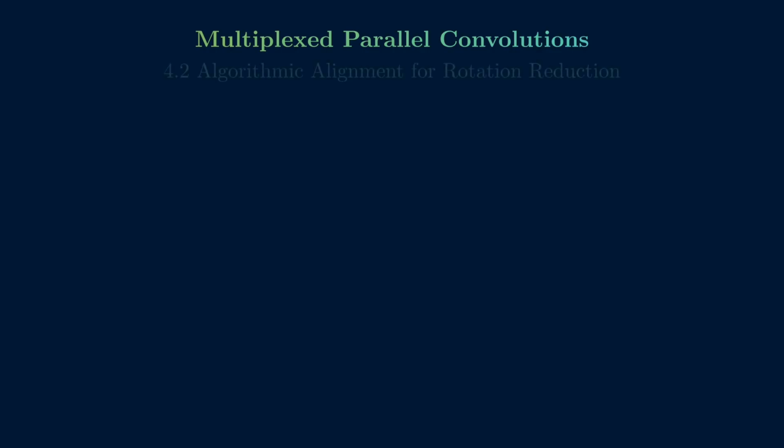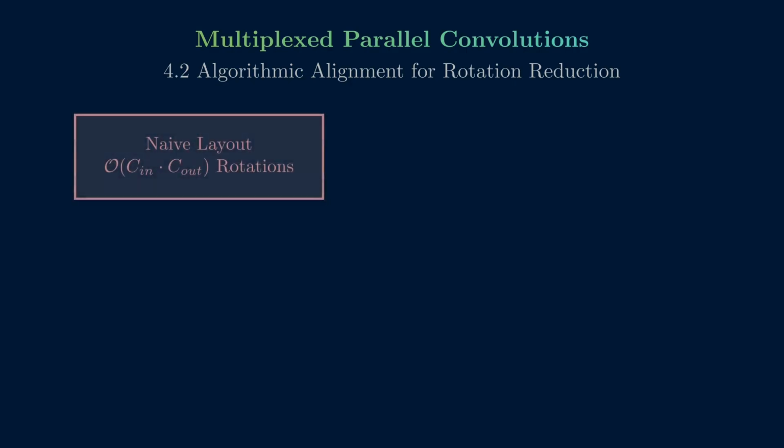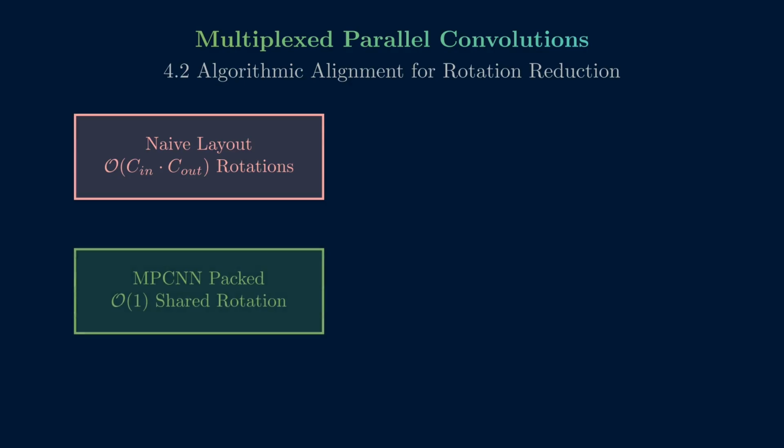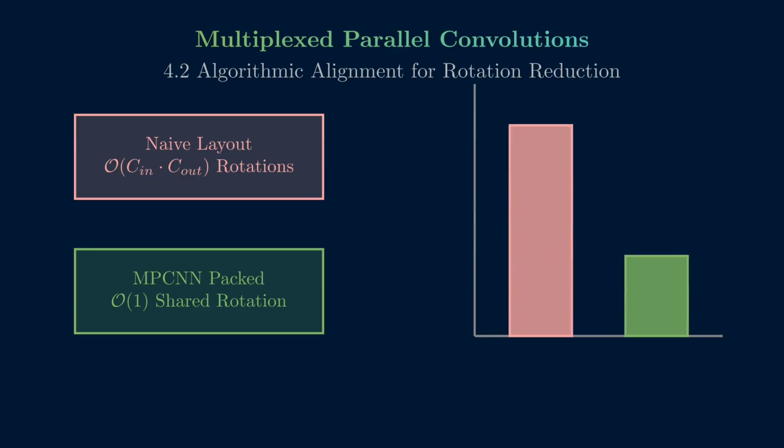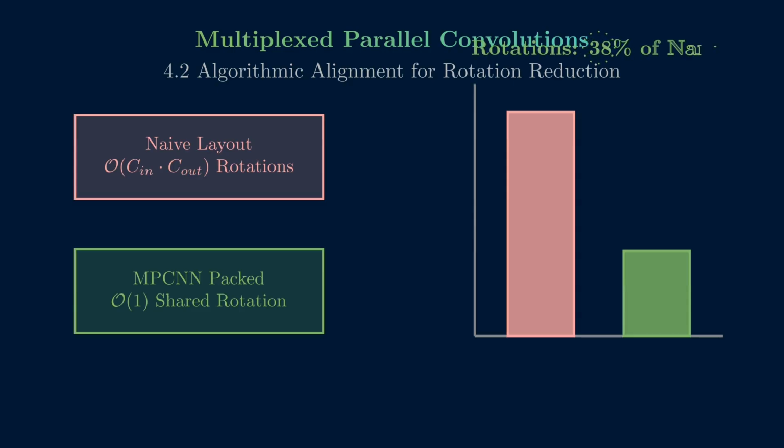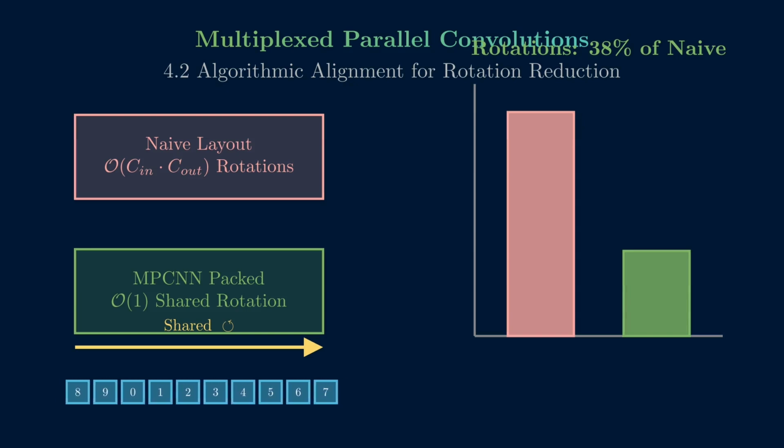This dense packing strategy unlocks a profound mathematical advantage during homomorphic convolution. In standard evaluation, sliding a kernel over an image requires a massive number of ciphertext rotations, which are computationally exorbitant. However, with multiplexed packing, the channels are systematically aligned. A single shared homomorphic rotation can shift the entire batch tensor at once, evaluating convolutions across multiple channels concurrently. This elegant alignment reduces the required number of rotations to a mere 38% compared to naive layouts, drastically slashing the inference latency.